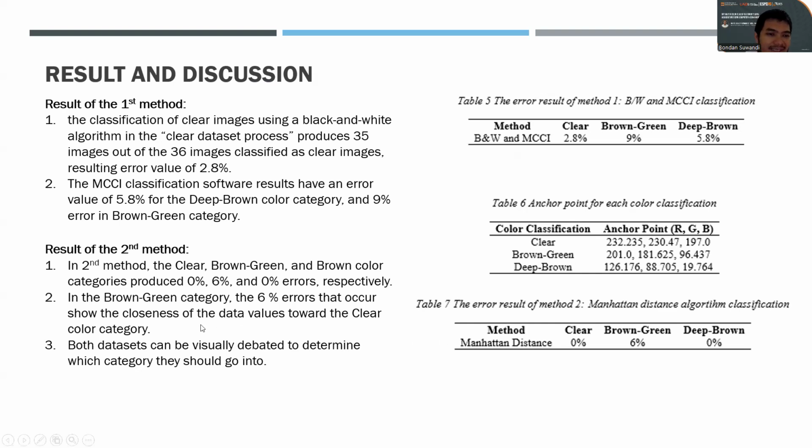And as the result of the second method, the clear, brown-green and brown color category produce 0%, 6% for the brown-green, and 0% for the deep brown. In the brown-green category, the 6% error occurs shows the closeness of the data value toward the clear color category. So it's a bit ambiguous. Which color should it be, clear or brown-green? Even with the naked eye, it's difficult to differentiate.